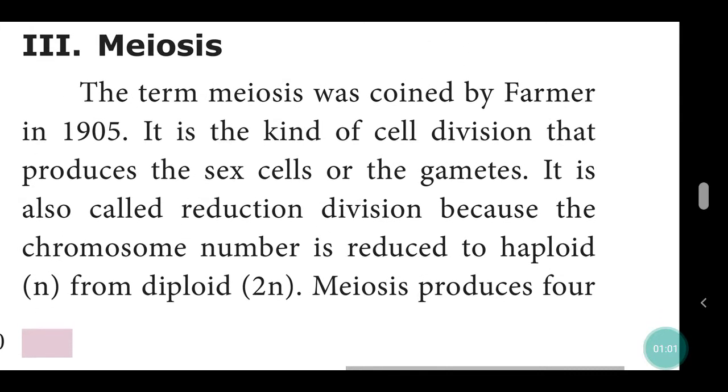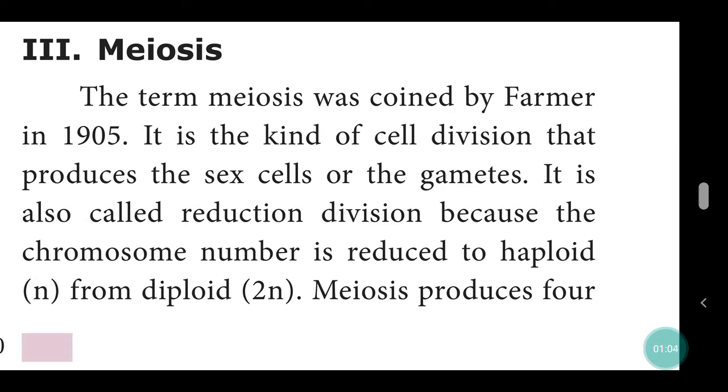It is also called a reduction division. Meiosis has another name, reduction division, because the chromosome number is reduced to haploid n from diploid 2n. Our cell consists of 46 chromosomes, that is 2n, but haploid is 23 chromosomes. Sex cells consist of 23 chromosomes, body cells consist of 46 chromosomes. 2n means 46 chromosomes, n that is haploid means 23 chromosomes.